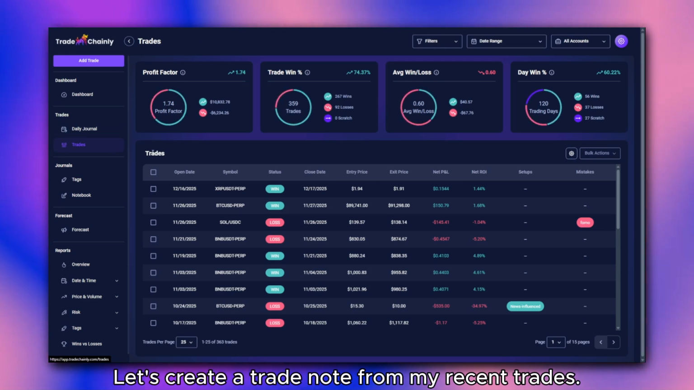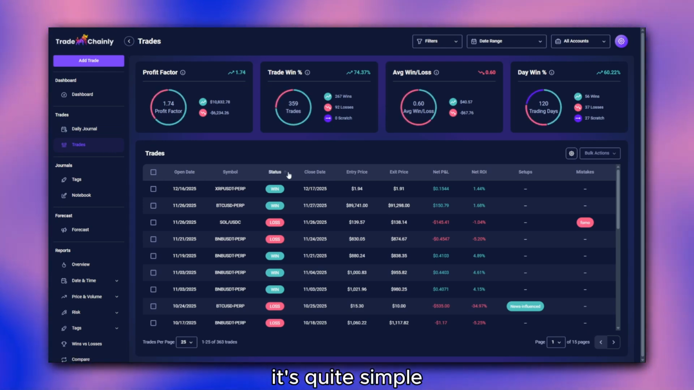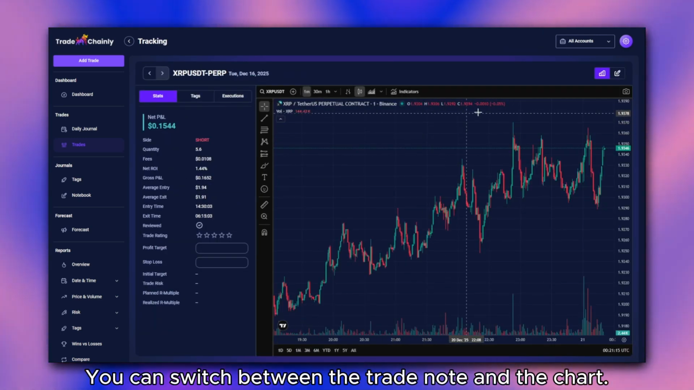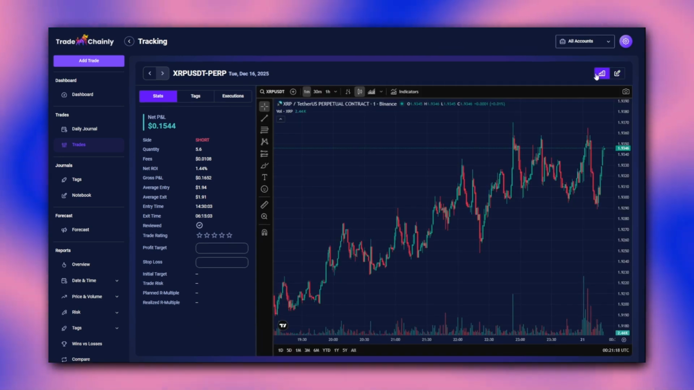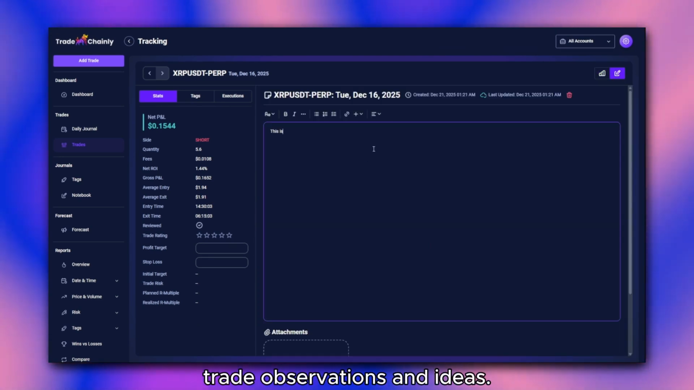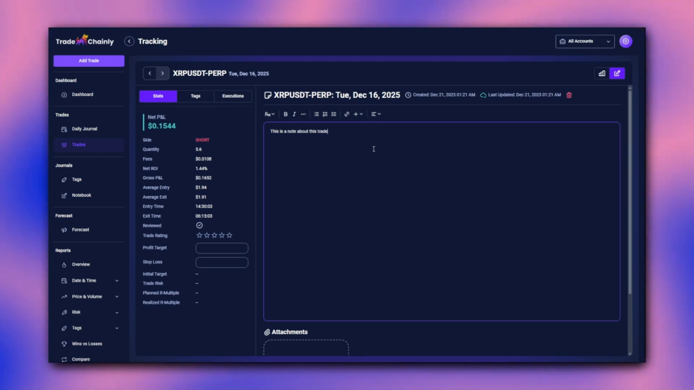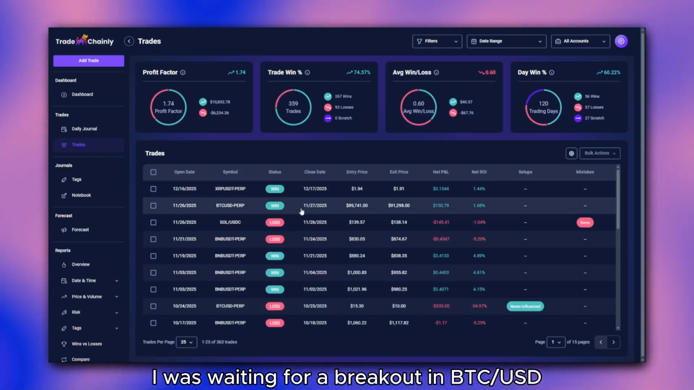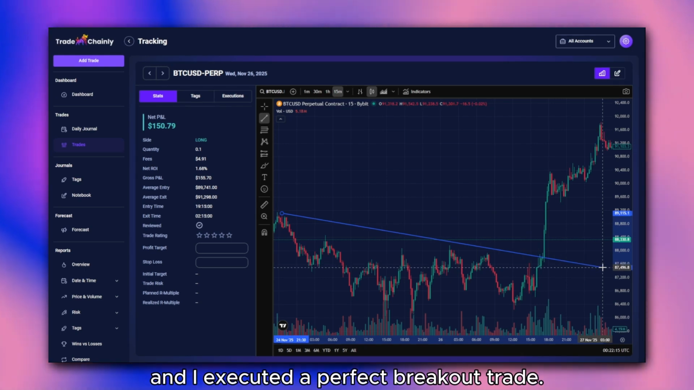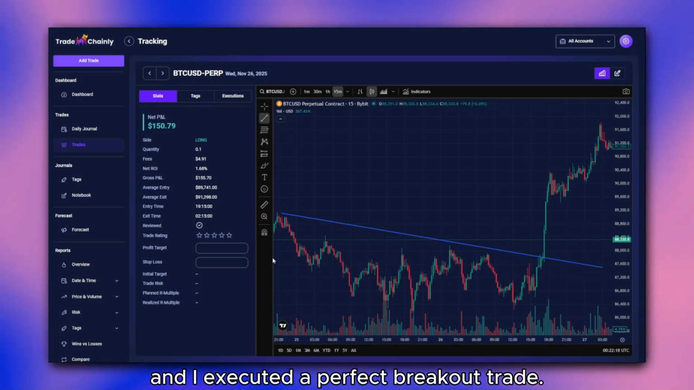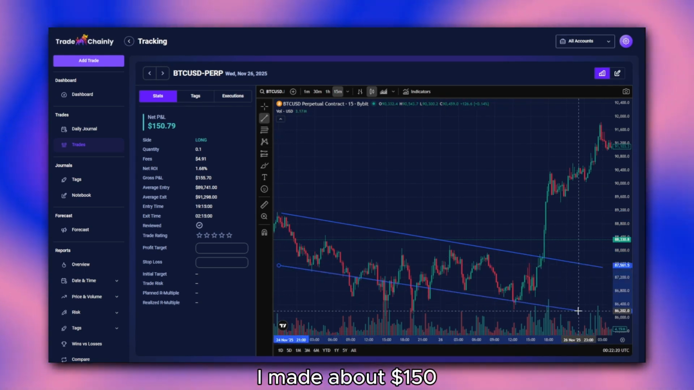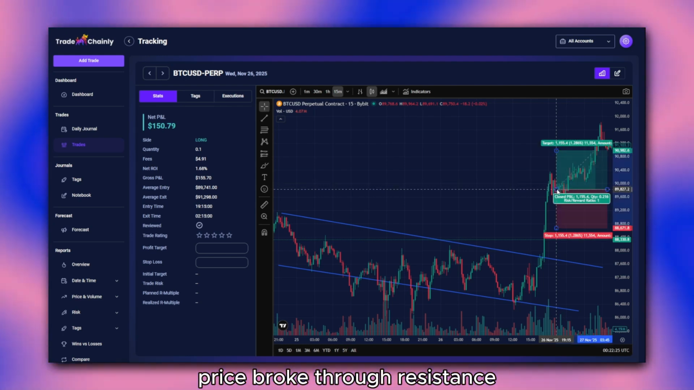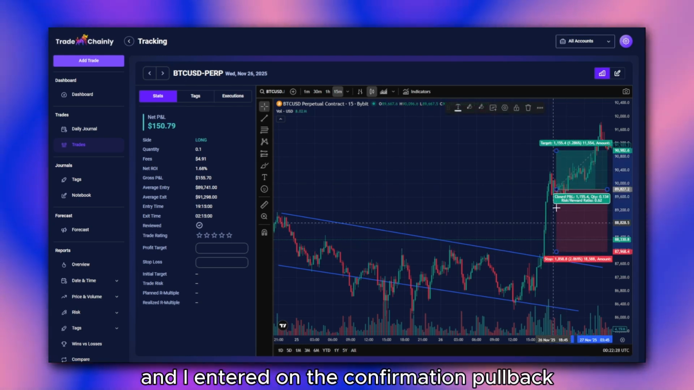Let's create a trade note from my recent trades. It's quite simple. You find a trade. Inside the trade details, you can switch between the trade note and the chart. And this is where you fill in your trade observations and ideas. Let's go back. I was waiting for a breakout in Bitcoin USD, and I executed a perfect breakout trade. I made about $150. It had clean support and resistance. Price broke through resistance, and I entered on the confirmation pullback.